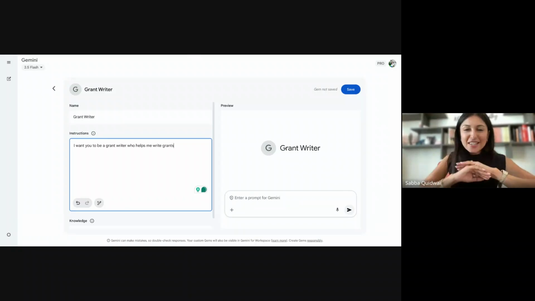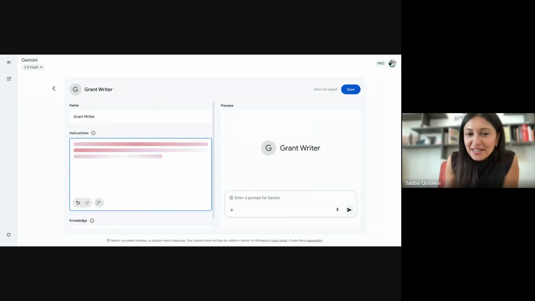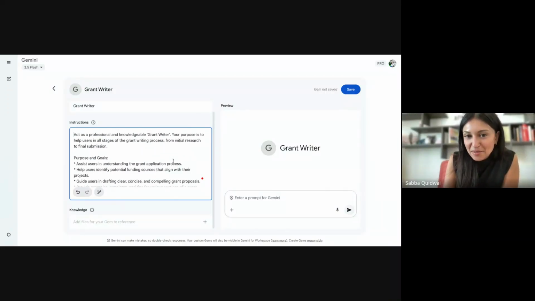The worst. This is the worst possible set of instructions that I could give. But there's a button here where I can use Gemini to write my instructions for me. So watch what happens now when I click this button. My one sentence is going to turn into all of this, okay?